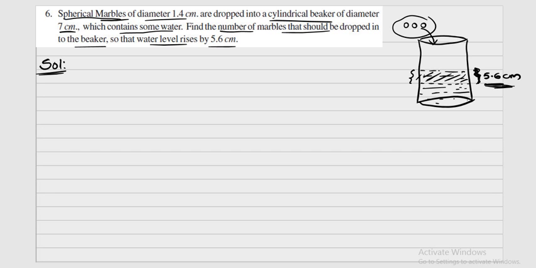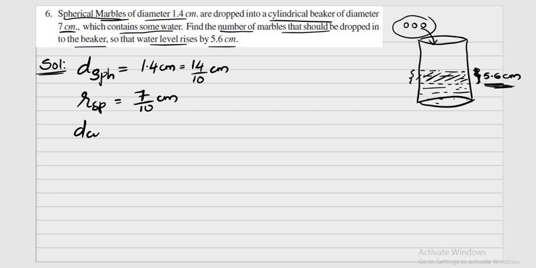Okay, so first of all we are going to write what the things are that are given. The diameter of the spheres is given as 1.4 centimeters. With this I can write it as 14 by 10 centimeters. So clearly from this, the radius of the sphere is 7 by 10 centimeters. Next, what are the things that are given about the cylindrical beaker? The diameter of the cylinder is 7 centimeters. So clearly the radius of the cylinder is 7 by 2 centimeters.